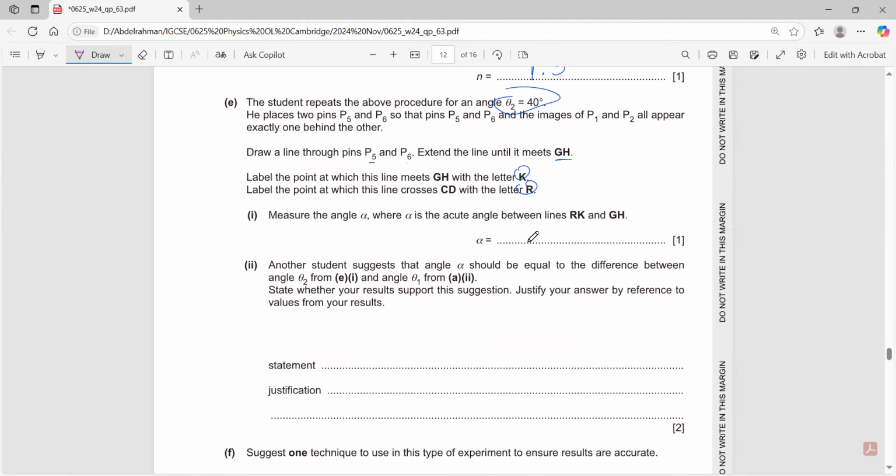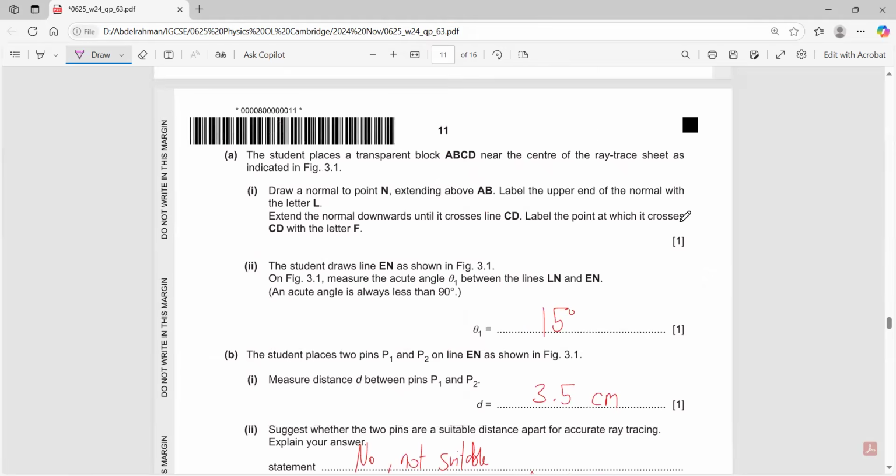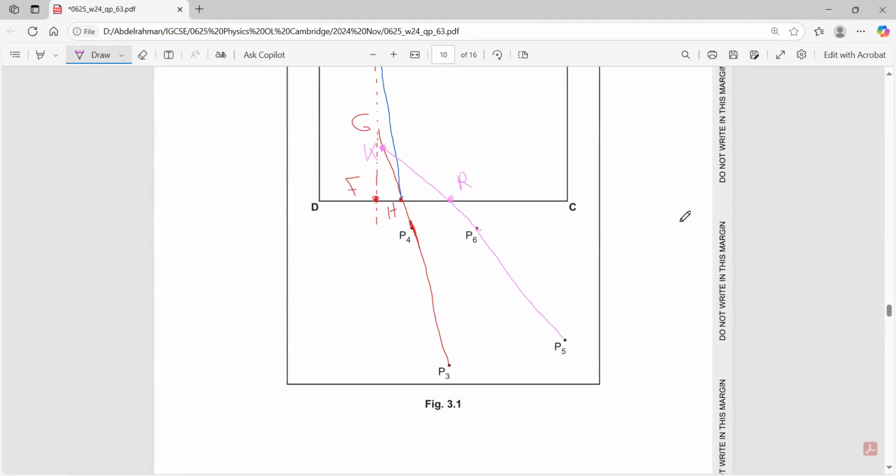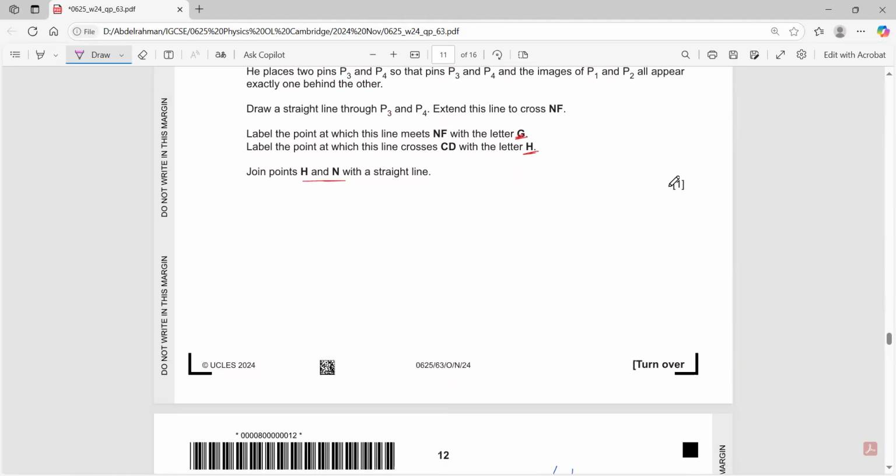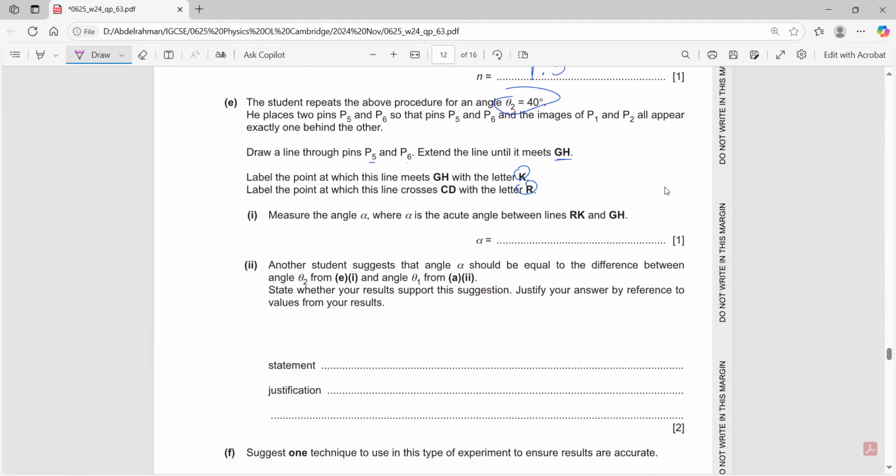First of all, I need to measure the angle between RK and GH, the angle between the red and purple lines. Can I measure this angle? Yes, this is angle alpha. He wants me to measure angle alpha. I can do that using the protractor. This angle should be around 25 degrees.